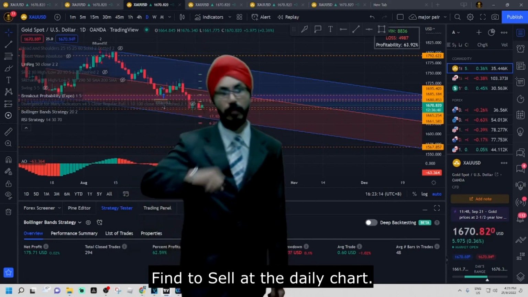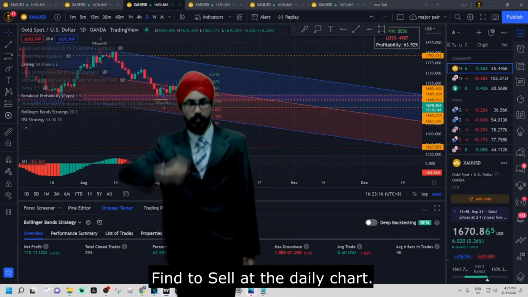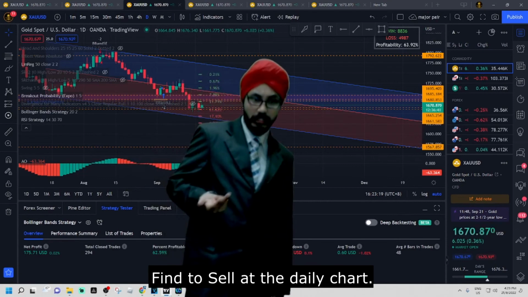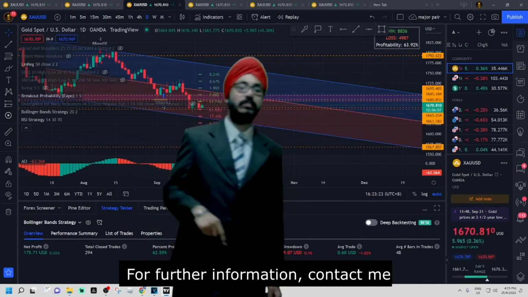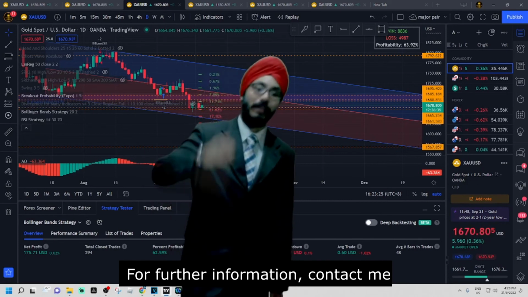So if we would like to place our sell, we can choose the R1, R2 or R3, and base it on your own technical analysis and place your sell in order for you to have the trade.